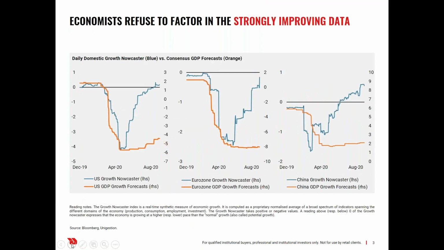On that slide, what you can see is a comparison between professional economists' forecasts of GDP growth across 3 major economic zones: the US, the Eurozone, China, and our domestic growth nowcaster, so in-house macro indicators that we use in order to gauge the extent of recession risk. What we find striking is that in the first part of the year, they were working basically in lockstep, hand in hand. Since the month of May, we've seen a strong improvement across our indicators. That's very clear from the 3 charts. But what we haven't seen is economists' forecasts catching up with that.